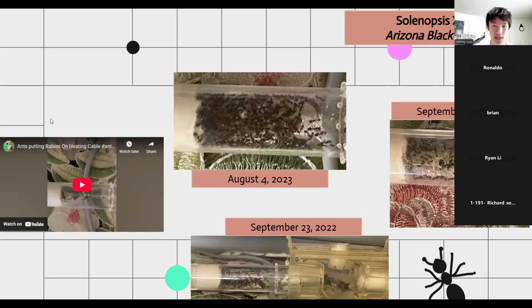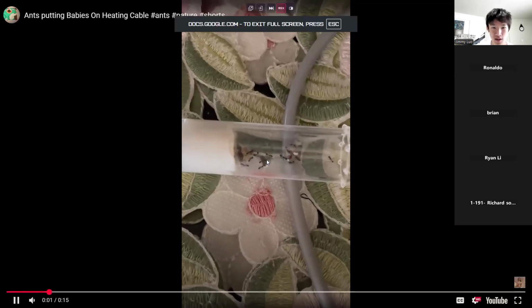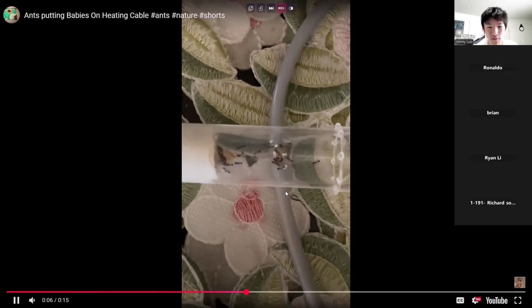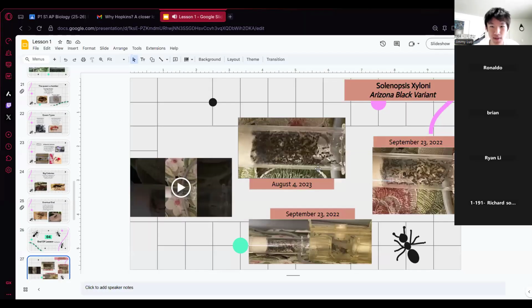You can see here that this is called a Solenopsis xyloni, or fire ant, and it's actually a black fire ant, so it's an Arizona variant. And basically, you have these guys over here. This was in 2022. You can see there's a very small amount of ants, and about a year later, they got so much bigger, right? And here's basically them at an earlier time when they're moving their babies. So yeah, this was a very, very long time ago. So these are my cool little Arizona fire ants.